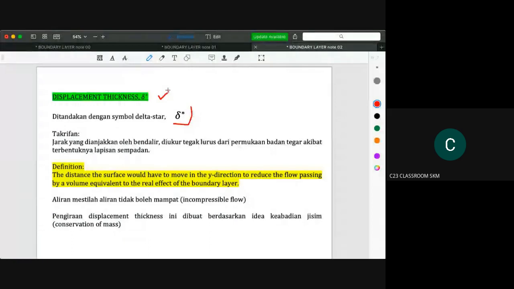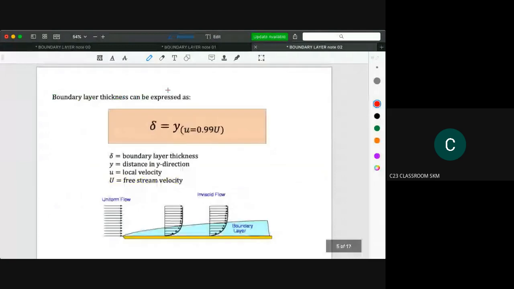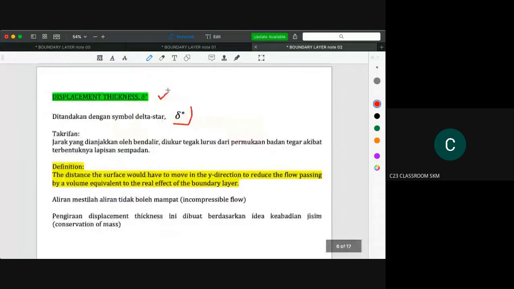Boundary layer thickness, previously, is the real one, the real phenomenon. You could measure it in experimental work. But displacement thickness is not. It is just to correct your equation. We need to do some correction in our equation to make sure that the equation we use will fulfill the ideas of mechanical engineering and physics. One of them is the conservation of mass.